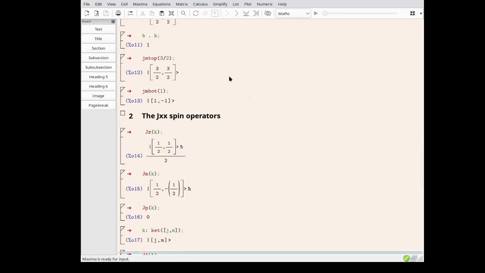There are convenience functions for creating top and bottom states for when we look at tensor products later. One of the functions is JM top, so it will create a top state. So for spin 3/2, for example, that is 3/2, 3/2. And a JM bottom state with spin 1 would be 1 and minus 1.